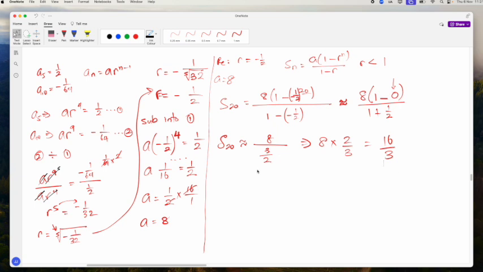Notice that because r is a fraction, it's between 1 and negative 1. So because r is a fraction, that implies that this GP is converging, and therefore the sum to infinity converges towards 16 on 3.